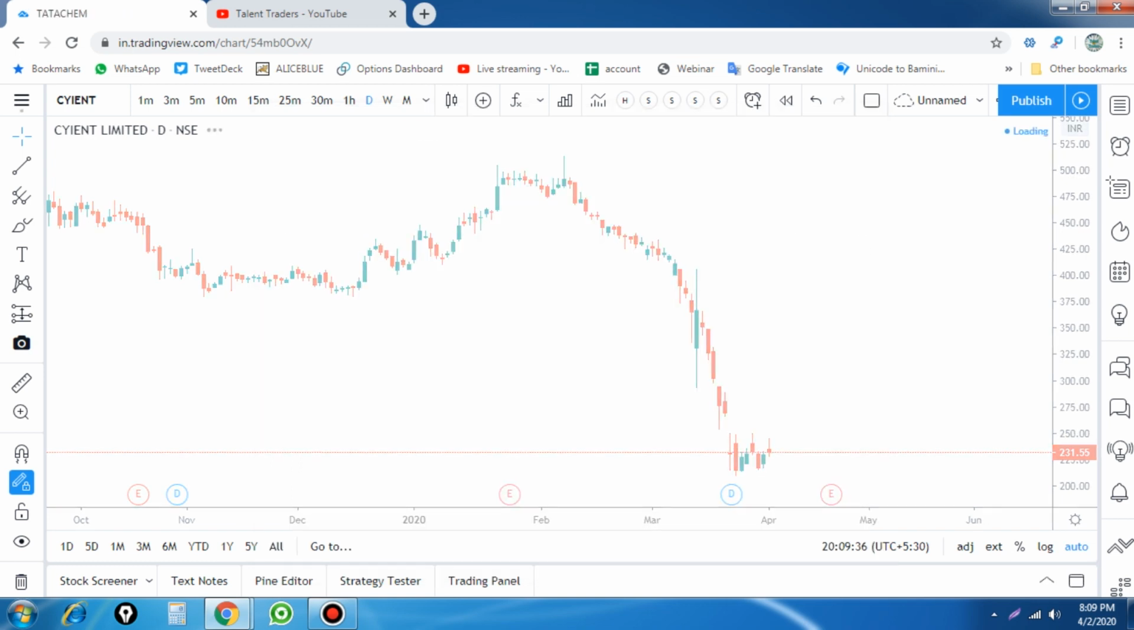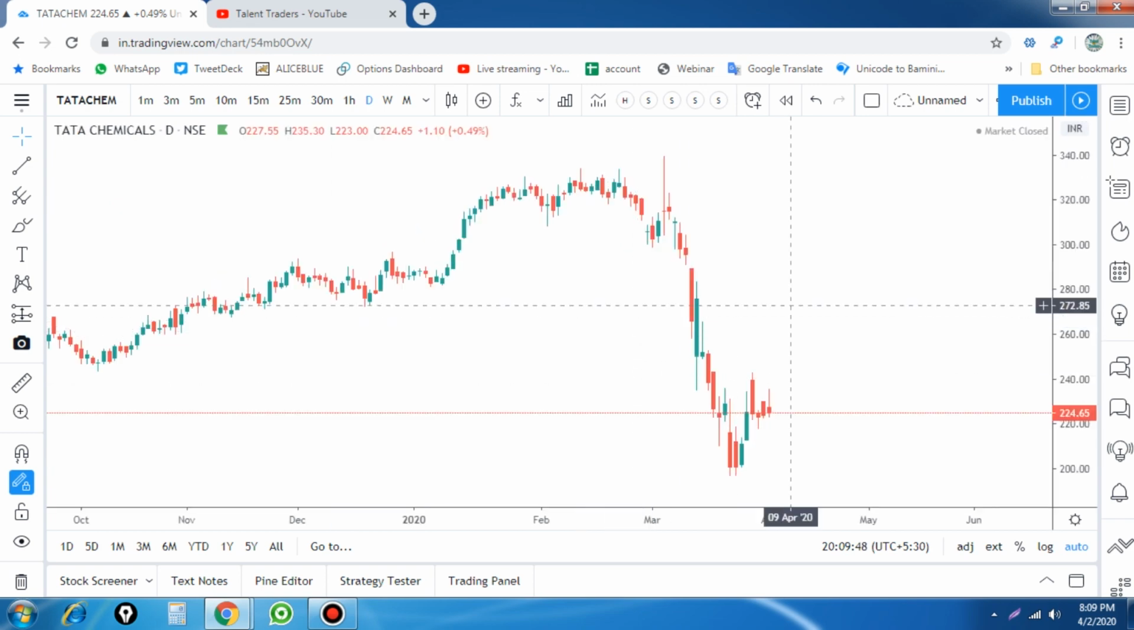Tata Chemical, which I'm going to show here. I have the screener on a charting website. You can also create a screener on a charting website. Using the screener, you can easily find out where there will be a reversal and everything.